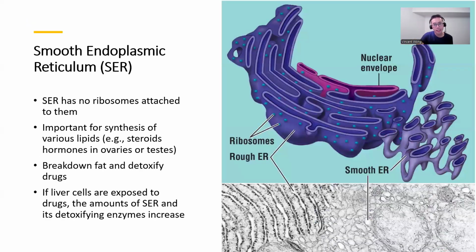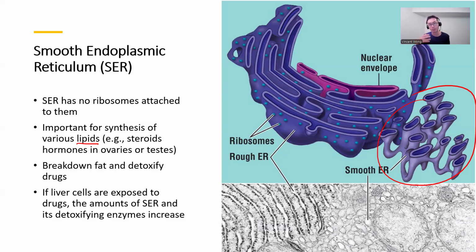The smooth ER, on the other hand, right here, has no ribosomes stuck on it. And it is important for making different types of lipids. So for example, steroid hormones like progesterone, estrogen, and testosterone are produced by the smooth ER. Now you have to understand, every cell in the body does not necessarily have the same amount of each organelle.